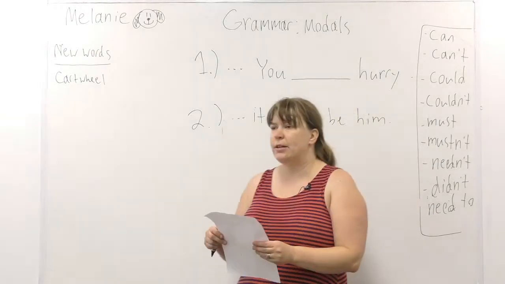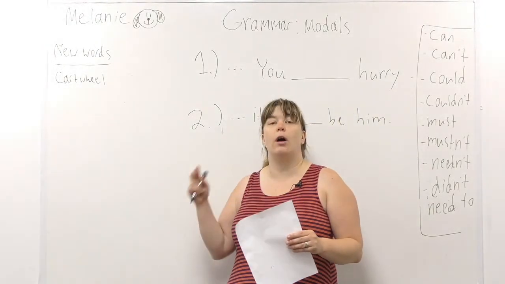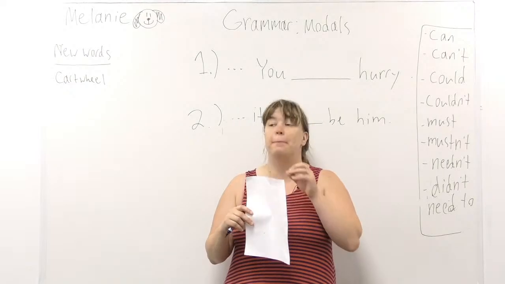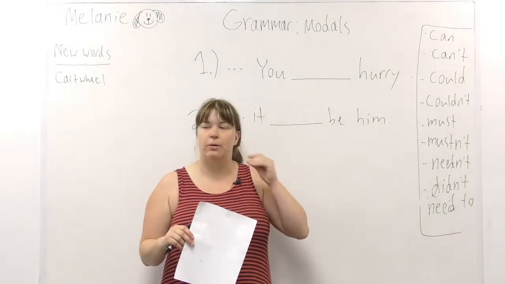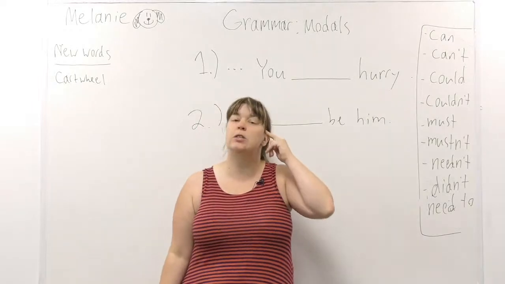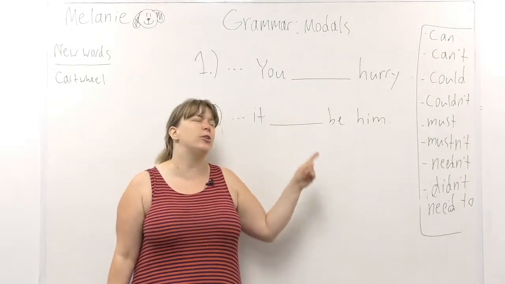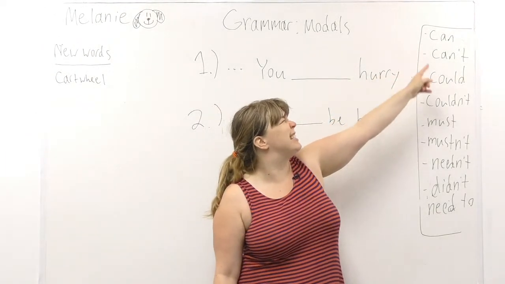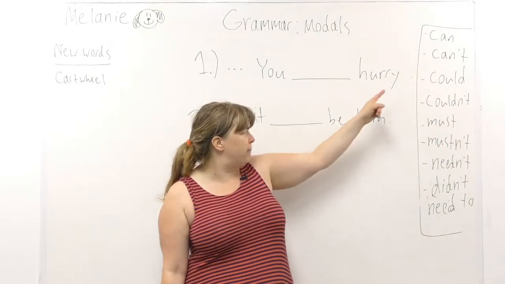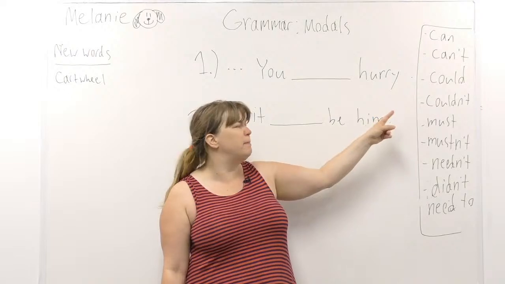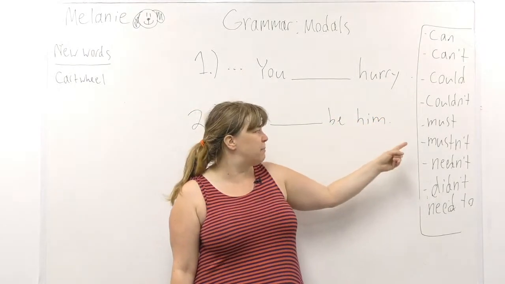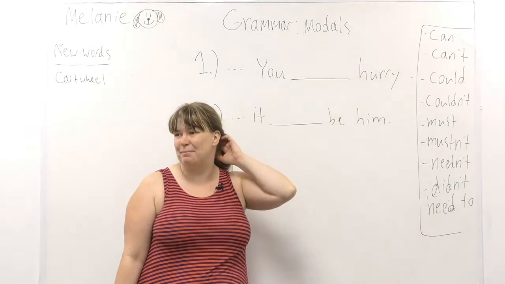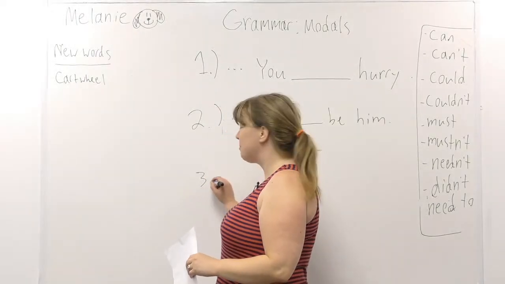Okay, and like I said, number 2. There's a knock at the door. Oh, I'm expecting Paul. Paul is going to come today. It, be him. So here, you're pretty certain it's Paul. You're pretty sure it's Paul. So which model is it going to be? It can be Paul. It can't be Paul. It could be Paul. It couldn't be Paul. Must be Paul, mustn't be Paul, needn't be Paul. So you have a plethora of options to choose from. Okay, and let's do number 3.